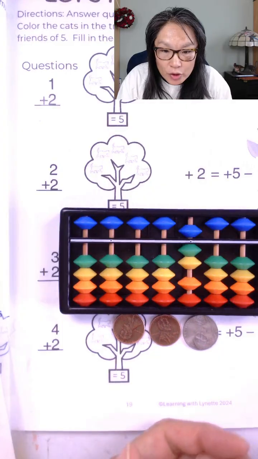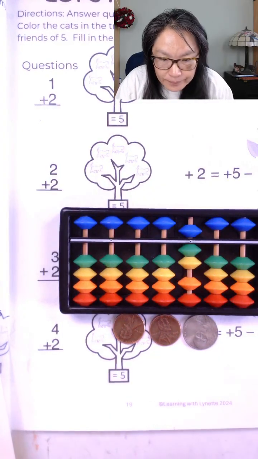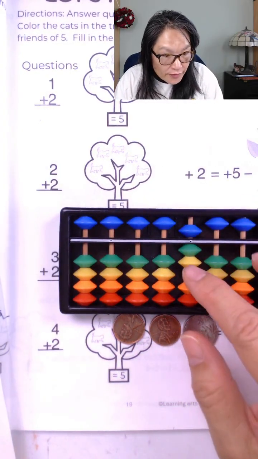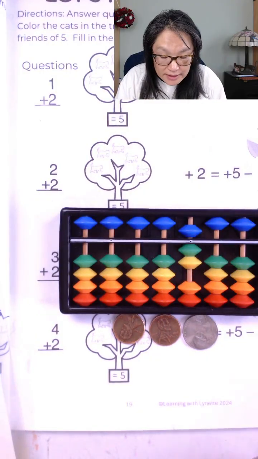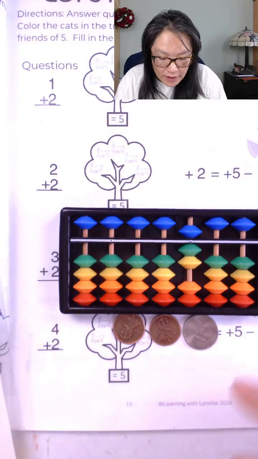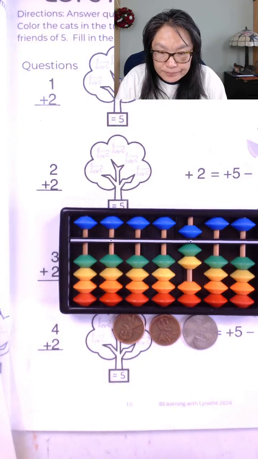Does that make sense, Porch Light? Anna, does that make sense, Anna? So every value of the bead is different. The top bead will always be 5. The bottom bead is always 1.